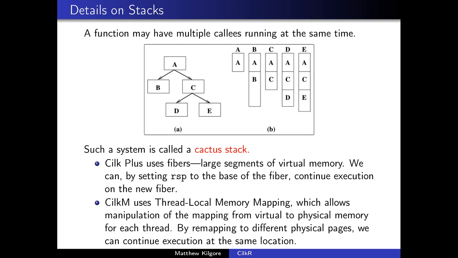CilkM, in contrast, uses a technique called thread-local memory mapping, which lets us manipulate how the virtual memory maps to physical memory on a per-thread basis. As such, by remapping to different physical pages, we can continue execution on each worker at the same virtual address. That way, the workers literally see the different execution stacks given in B, as opposed to with fibers, where it is similar looking but not contiguous.